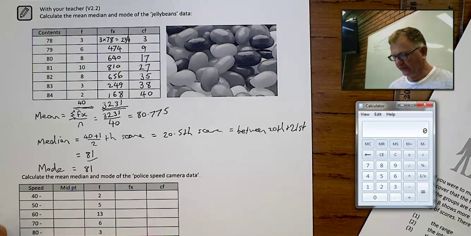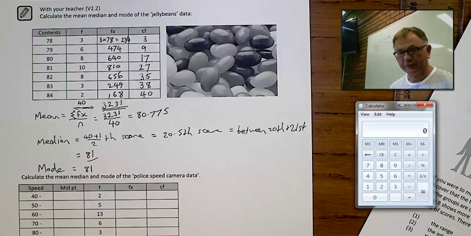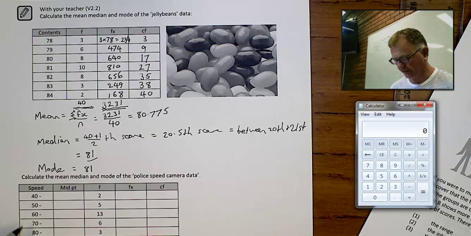Okay, let's get this set up and we'll have a look at the next one. The next one is for the police speed camera, and I'll get you started on that, and then we'll do a little bit of work by ourselves. Now the police speed camera data, we want to work out the mean, the median and the mode again. Now this data was grouped data, grouped frequency data.